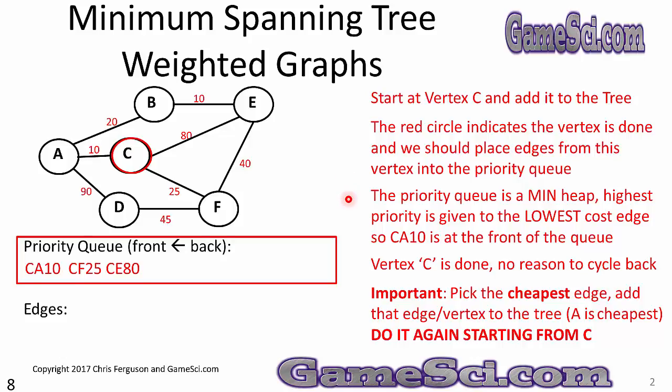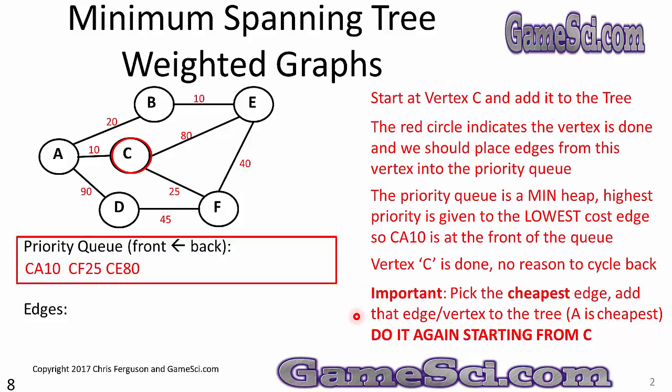The priority queue is a min heap. Highest priority is given to the lowest cost edges, so CA10 is at the front of this queue. CF25 and CE80, all the edges we can reach from C, are in the priority queue with lowest priority at the front of the queue. Vertex C is done. There's no reason to cycle back to C. Important to pick the cheapest edge.